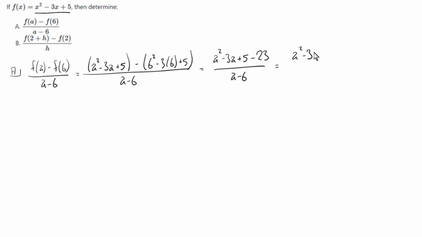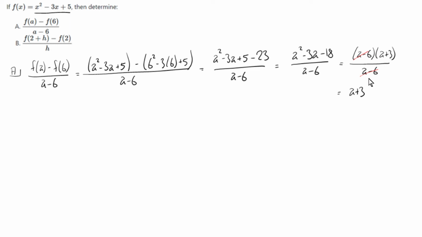And we can combine like terms here. 5 minus 23 is negative 18. And the trinomial in the numerator can be factored into a minus 6 times a plus 3. The two binomials, a minus 6 in the numerator and a minus 6 in the denominator, just cancel. And we're left with a plus 3.